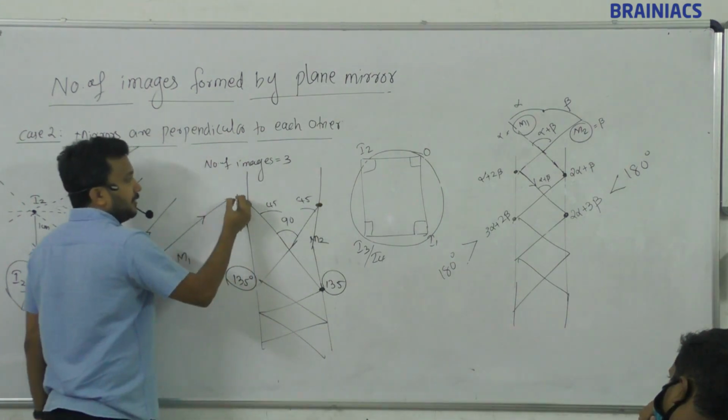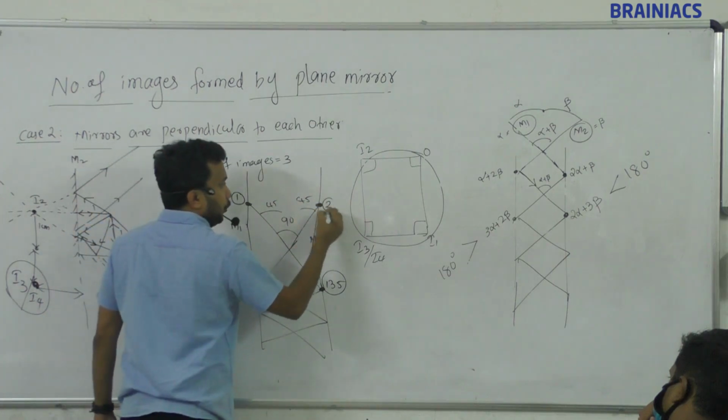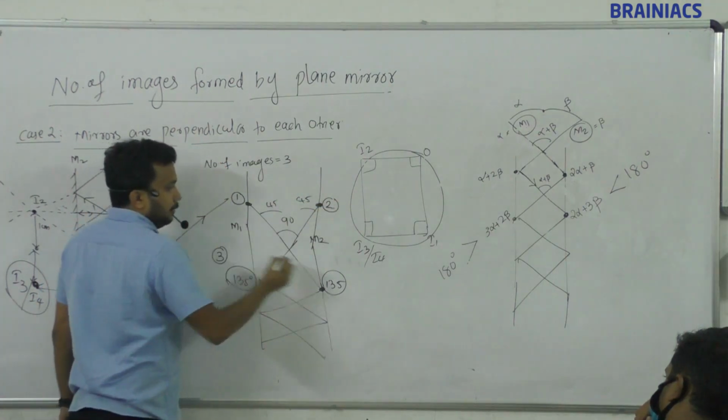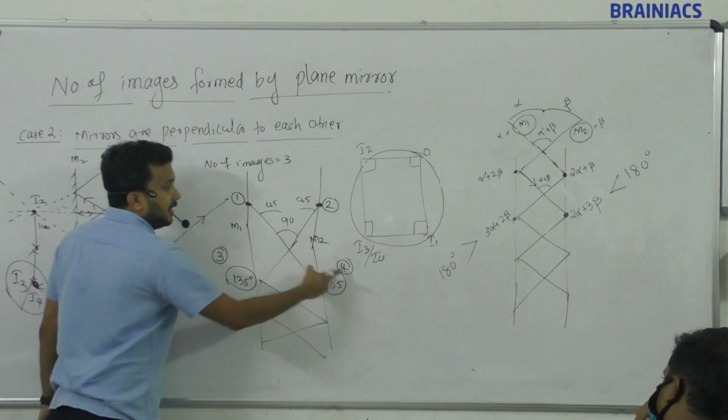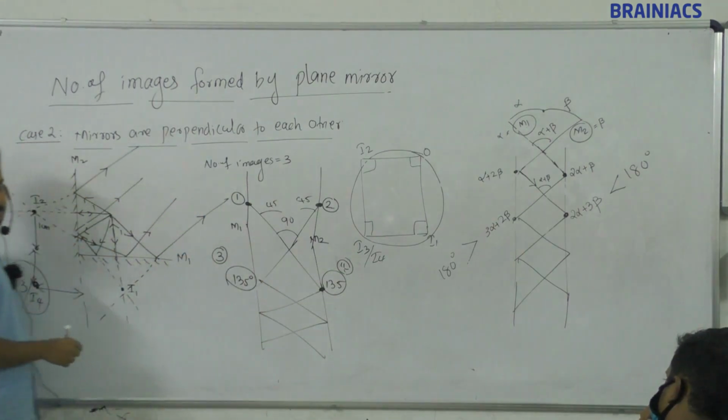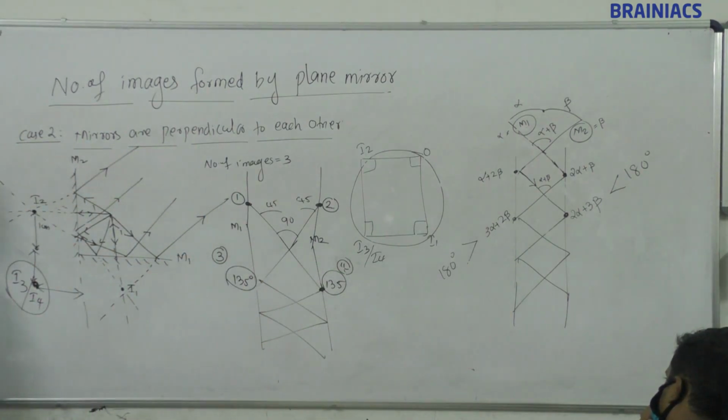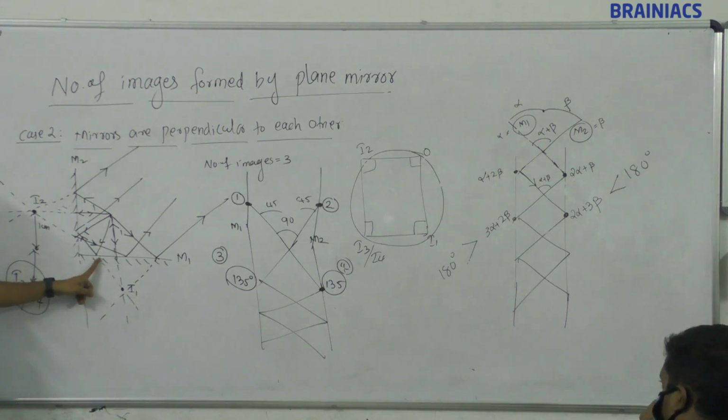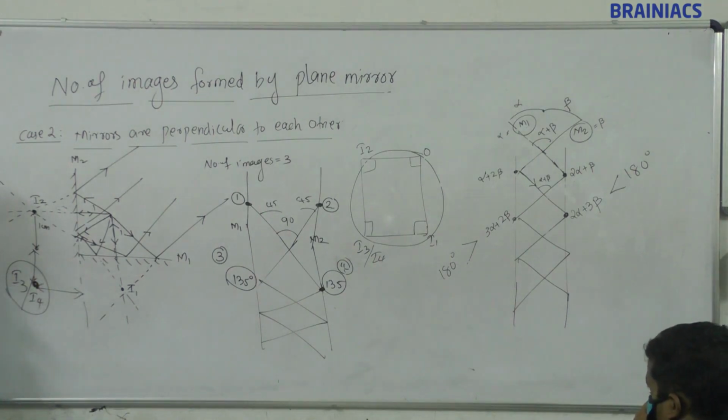So how many images will be there? Number 1, number 2, and number 3, number 4. But here 3 and 4 are the same. So the total number of images will be equal to 3, you have to say. Understood? You completed this drawing, the 90 degree case. Okay. Then write some notes.